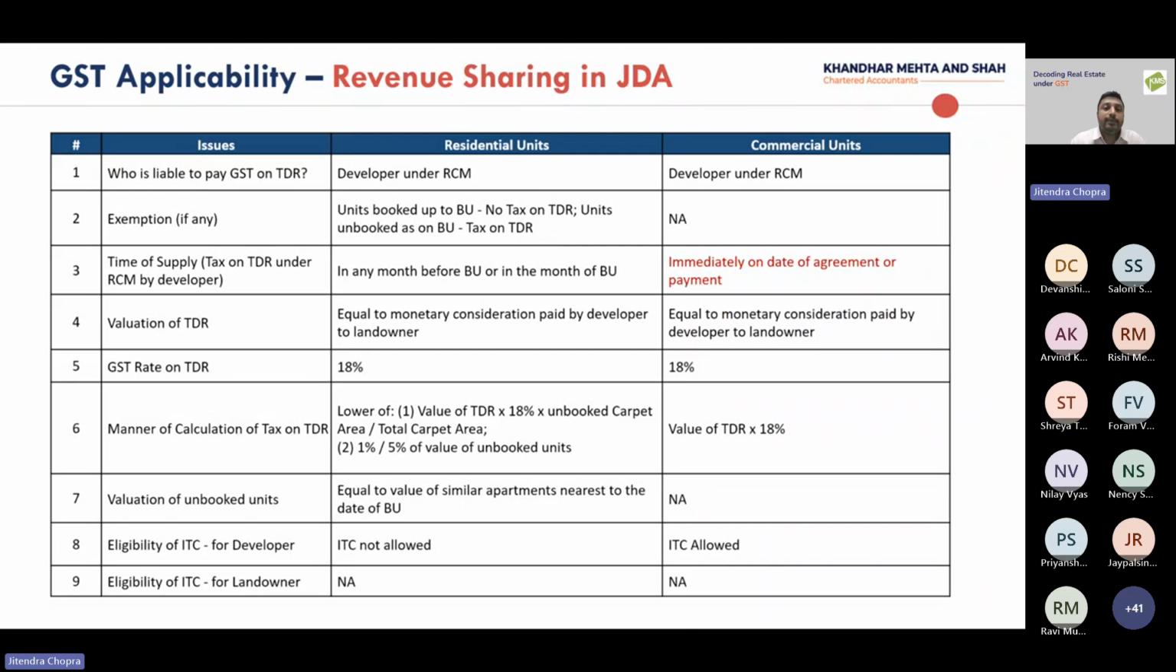Now, this slide explains GST on revenue sharing under JDA. One very important point in JDA is related to time of supply. In both area sharing and revenue sharing models, GST liability on TDR as well as construction services is generally deferred till BU or completion certificate. Therefore, the promoter is normally required to discharge GST at the time of completion certificate and not at the time of entering into JDA. However, there is one important exception. In case of a commercial project under the revenue sharing model, GST on TDR becomes payable immediately at the time of development agreement or payment, whichever is earlier.